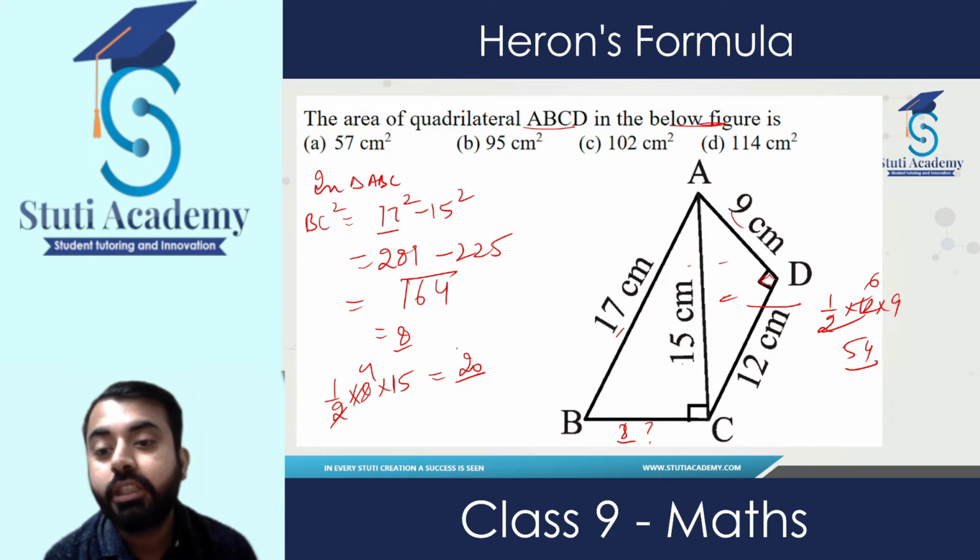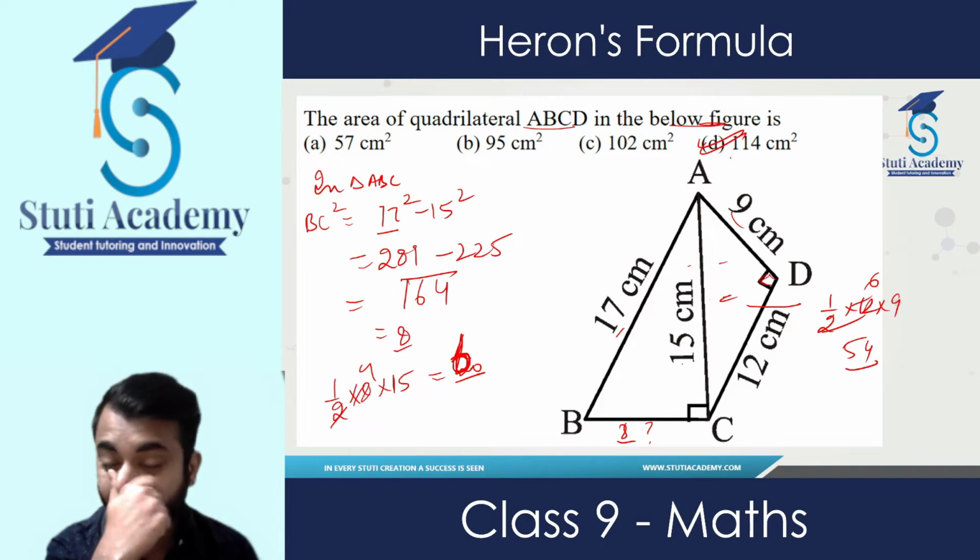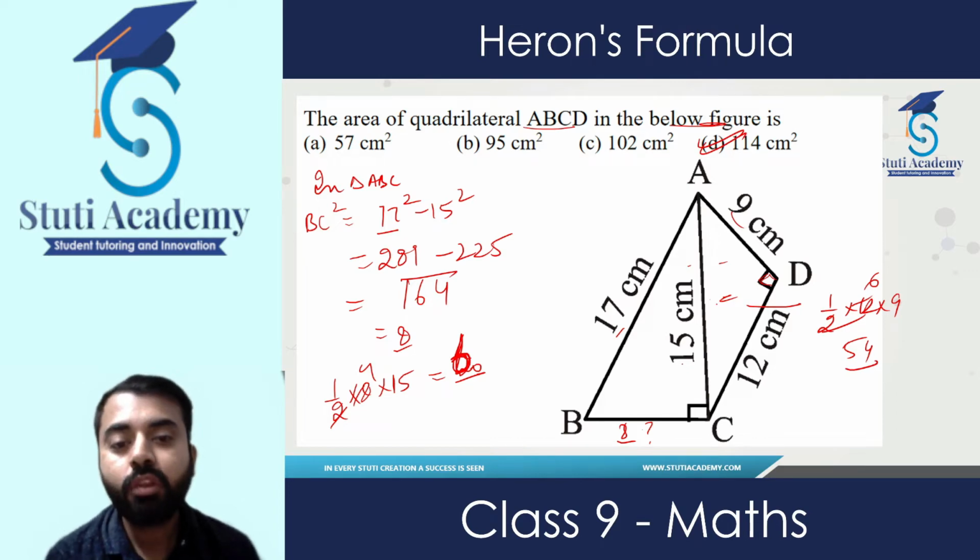Sorry, it is 50. Plus 54 is your 114, right? Your height was 50. I had taken it to be 5. It was 50. So solving this, you got a 60 and you got a 54 here. 60 plus 54 was what? 114 centimeter square. Right? The next.